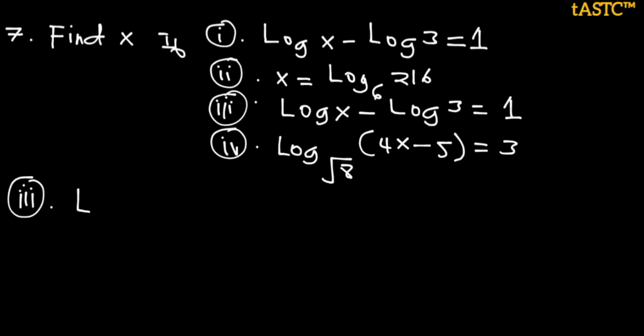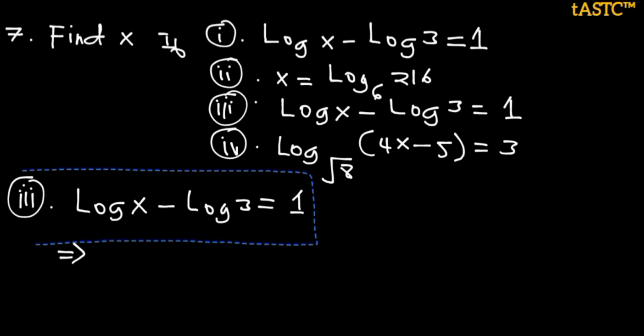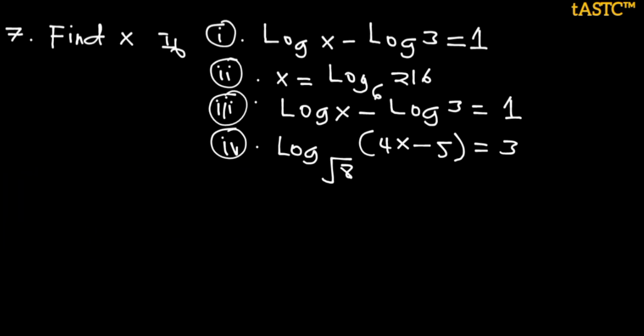And the third one is this. Log x minus log 3 is equal to a 1. Now obviously this is almost similar to what we did initially. Well, it is completely. So that is a mistake on my part. So we're just going to move to the very last one.